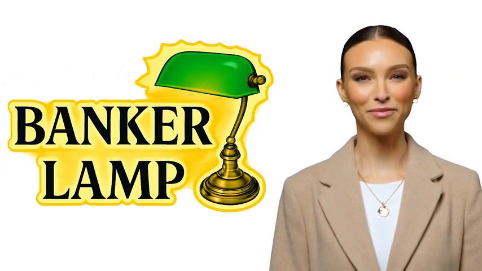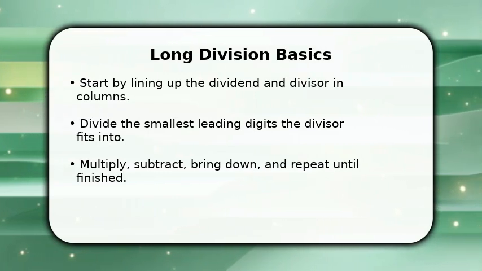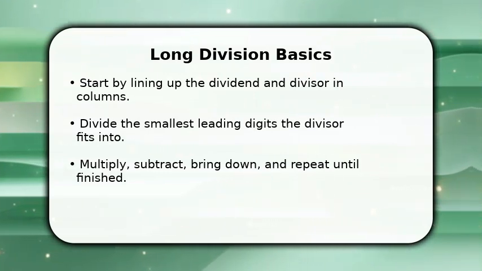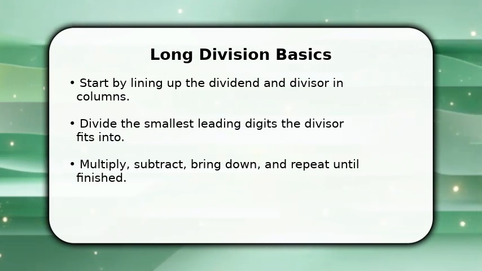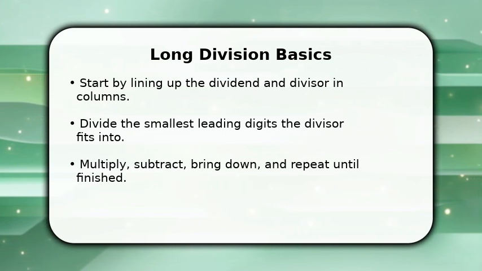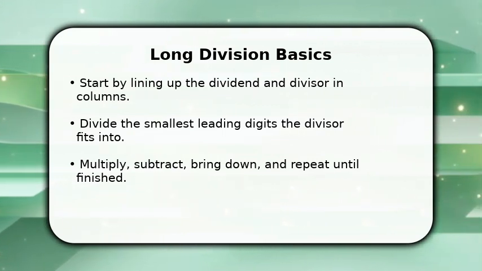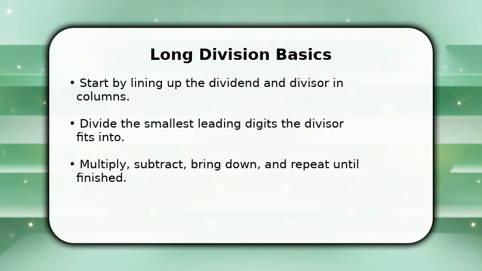Please enjoy the video. In this video, I will explain how to do division of big numbers step by step. Line up the dividend and divisor, divide the smallest set of leading digits that the divisor fits into, write the quotient digit, multiply and subtract, then bring down the next digit and repeat until no digits remain or a remainder is reached. And finally, check your work by multiplying quotient by divisor carefully.